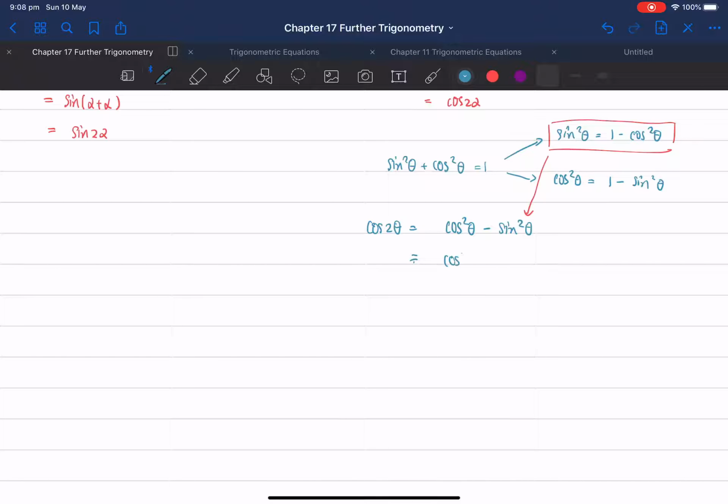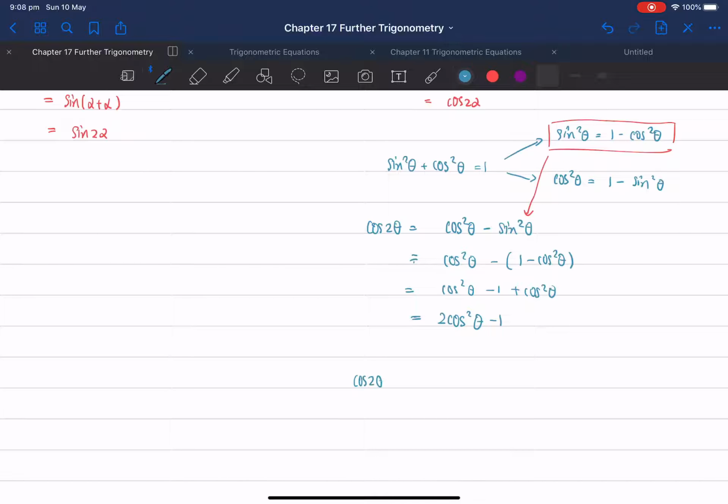So that gives you cosine squared theta minus bracket 1 minus cosine squared theta, which is equal to cosine squared theta minus 1 plus cosine squared theta, which gives you 2 cosine squared theta minus 1. So that becomes another form. So the expansion of cosine 2 theta can be combined with the Pythagorean identity to give you another form of this expansion, which is more useful than the previous form.